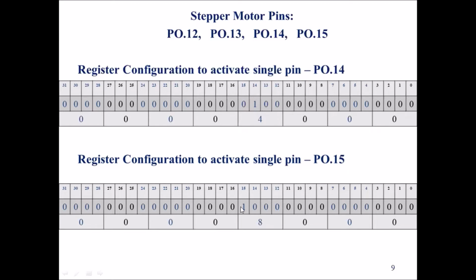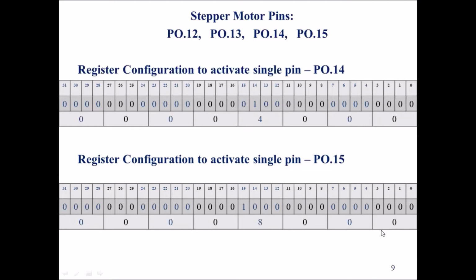After that, the register configuration to activate a single pin is the port 0 pin 15. Here under the 15th pin you should write 1, and under all the other pins you should write 0. If you convert that binary representation to hexadecimal, the binary representation is 1000, which is represented as 8 in hexadecimal. So the final register configuration to activate the port 0 pin 15 is 408000.